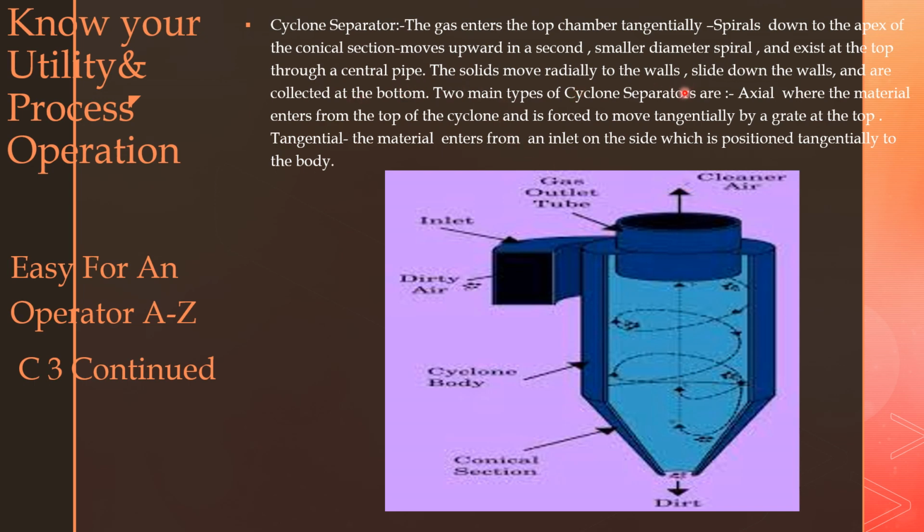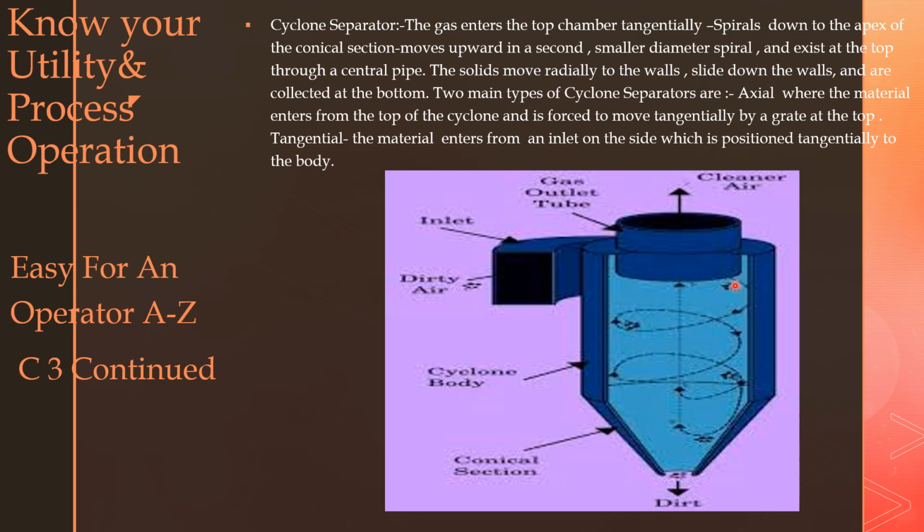The solids move radially to the walls due to centrifugal action, slide down the walls and are collected at the bottom. Two main types of cyclone separators are axial, where the material enters from the top of the cyclone, and tangential, where the material enters from an inlet on the side, which is positioned tangentially to the body. This is the tangential side.